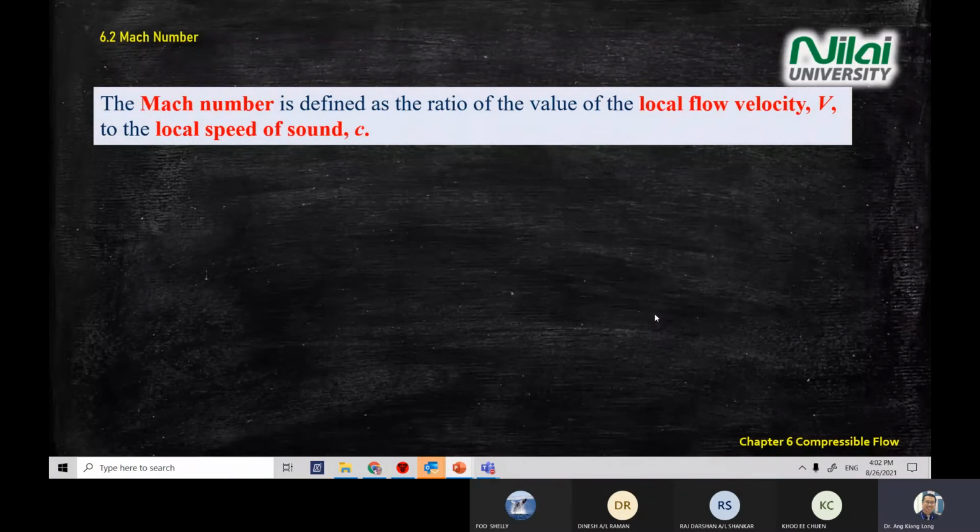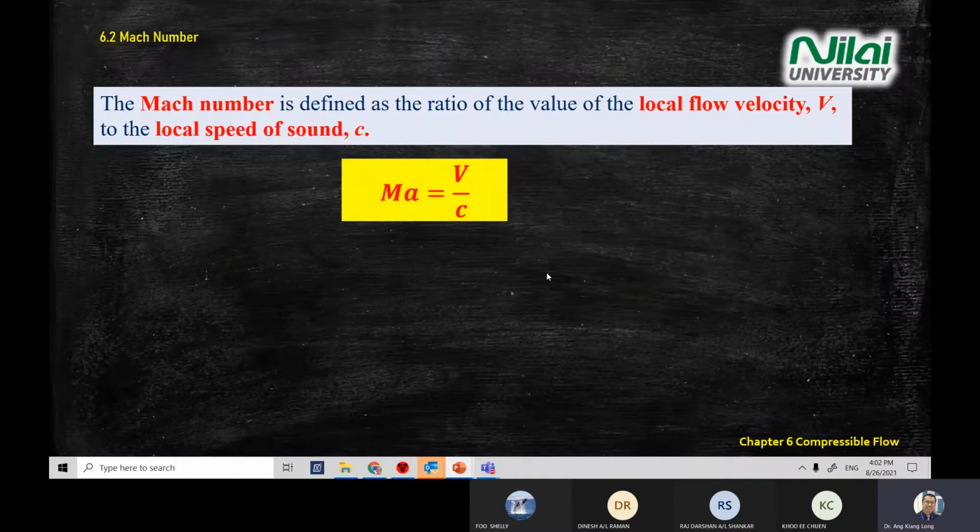Okay, just a recap of where we stopped in our last lecture. So last lecture we stopped at Mach number. Again, Mach number equals velocity divided by speed of sound. You need to be careful when you calculate the Mach number in the coming final exam.